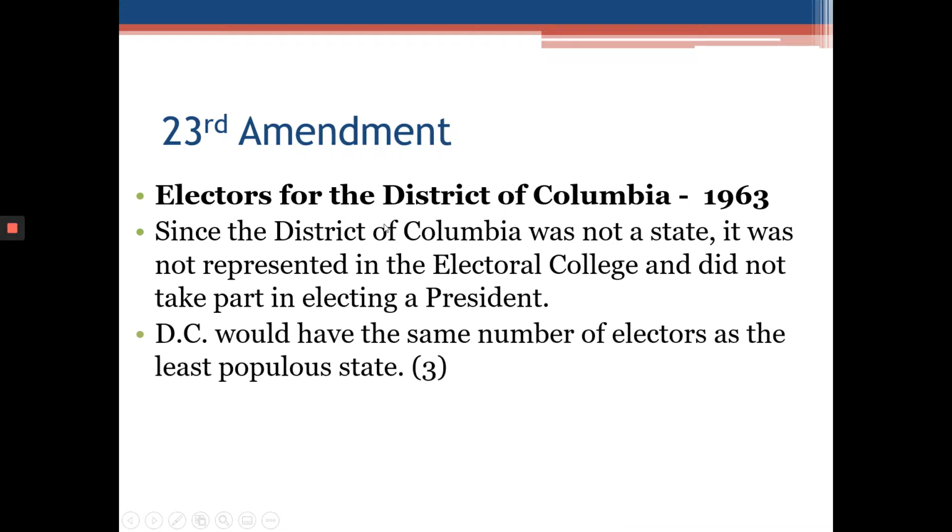So they get the same number of electors as the smallest and least populous state, which is Wyoming, and you get 3. So you get 2 for each member of the Senate and 1 for a member of the House, because everyone's guaranteed at least 1 member of the House and everyone's guaranteed 2 members of the Senate.